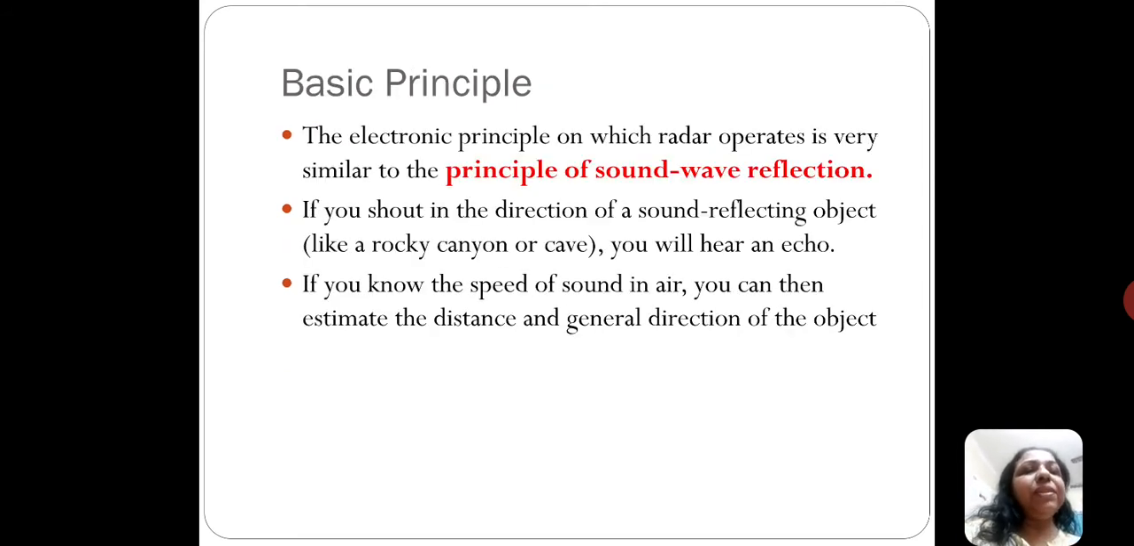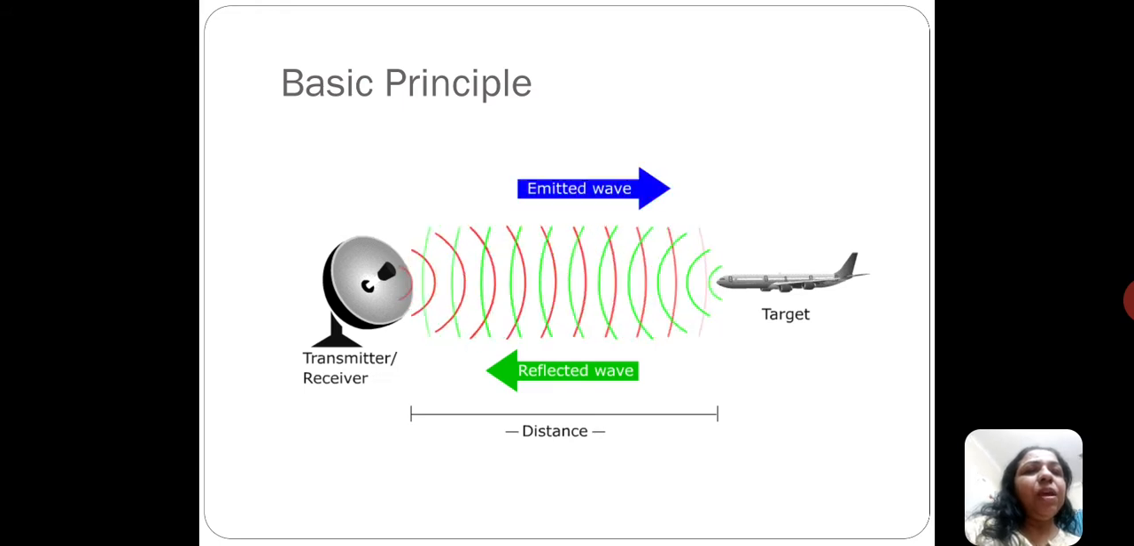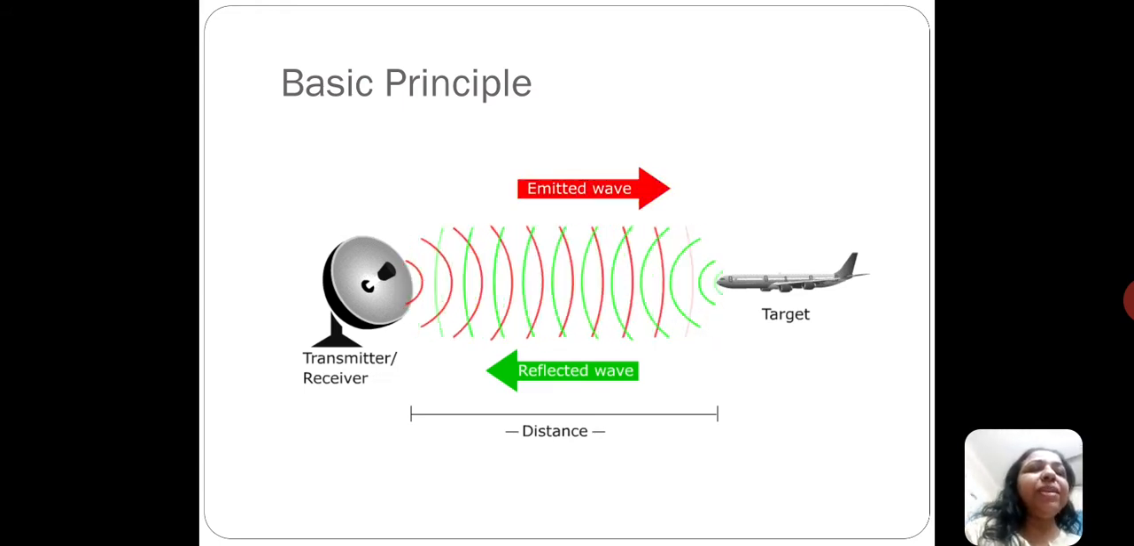Now the basic principle is the principle of sound wave reflection. We know that sound waves reflect from objects. Similarly in radars, radio waves are reflected by the objects. For example, if you shout in the direction of a sound reflecting object, you will hear an echo. Similarly, radio waves will be reflected by the target. If you know the speed of sound in air, you can then estimate the distance and general direction of the object.